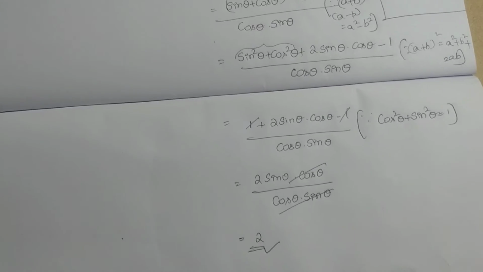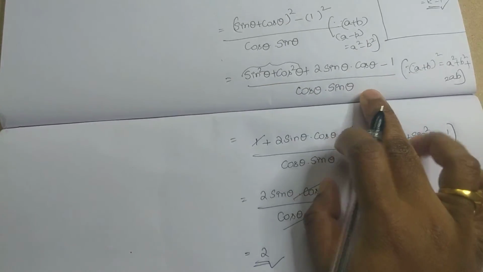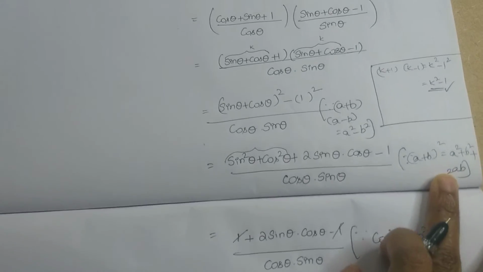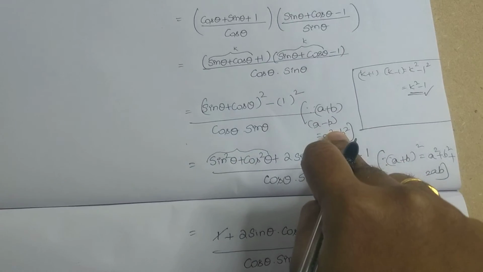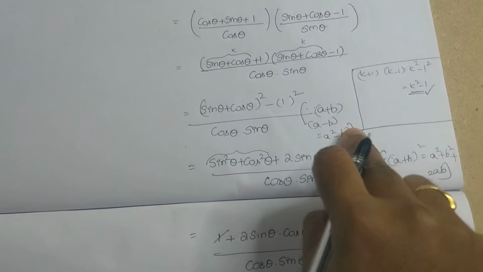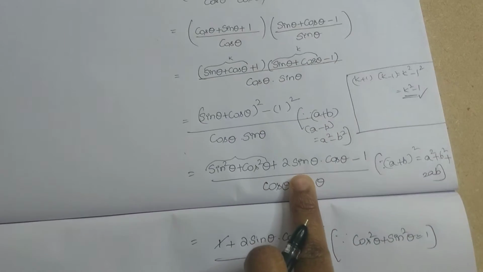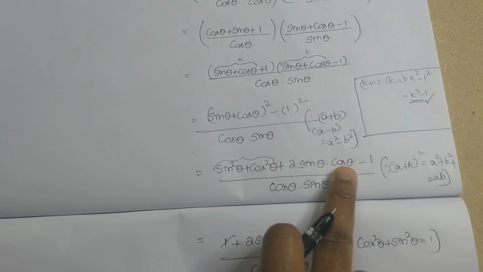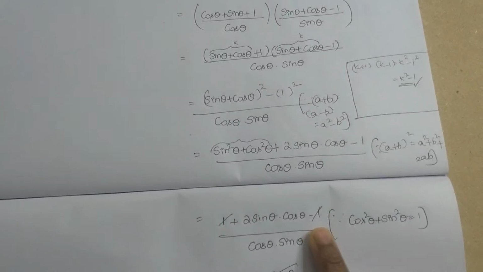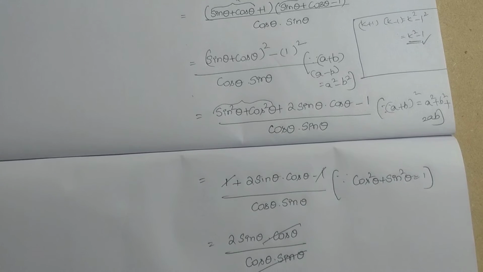See here, wherever you have substituted or elaborated, just write the same formulas here. From this step I got this because of this formula, which is a plus b into a minus b, nothing but a square minus b square. This is in the form of again a plus b whole square, which can be written as a square plus b square plus 2ab. And again, this is as per the trigonometric identity, cos square theta plus sin square theta equals 1.